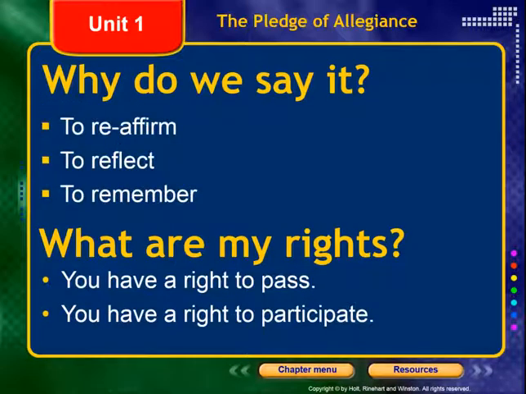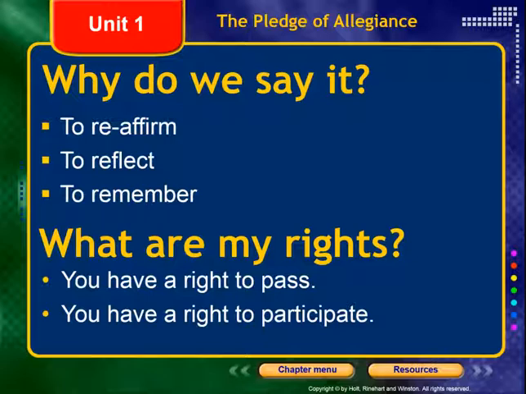So, why do we say it? To reaffirm our beliefs that we are one nation, that we promise to support this one culture that strives for liberty and justice for all, to reflect on what we've done and what other people have done to accomplish that, and to remember the people and ideas that have come before.